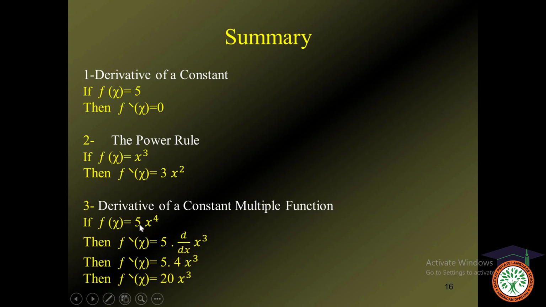Just separate between the constant and the derivative of x power 4. Constant 5 multiplied by the derivative of x power 4. Yes, drop the 4. Yes, there is a mistake here, sorry guys, it's supposed to be x power 4. No problem. So drop the 4 and then decrease it by 1, so 4x power 3. The final answer is going to be 20x power 3.